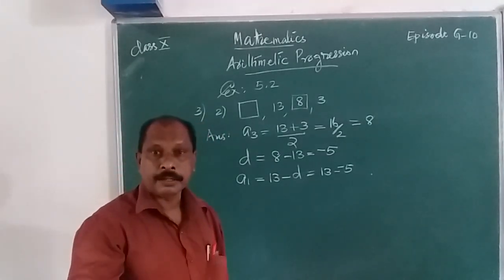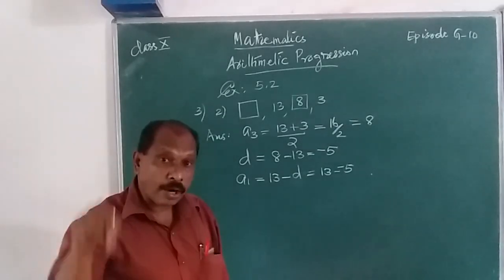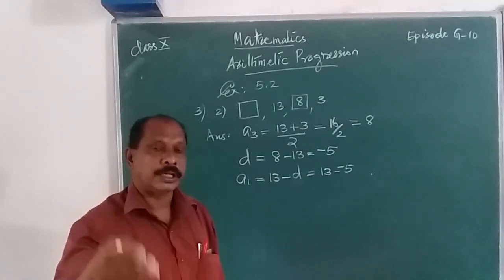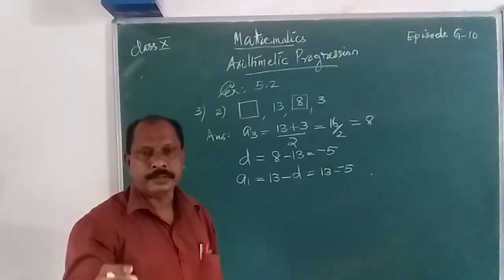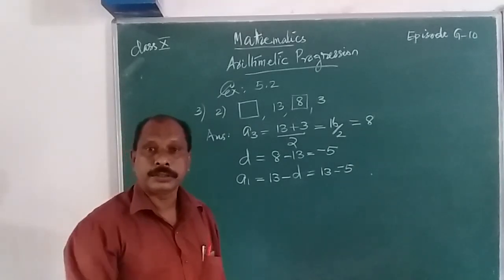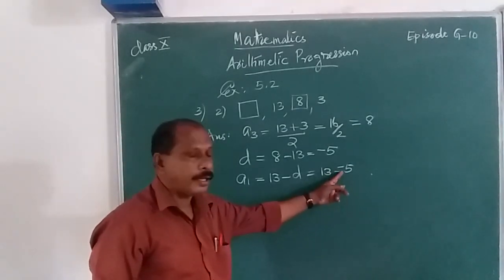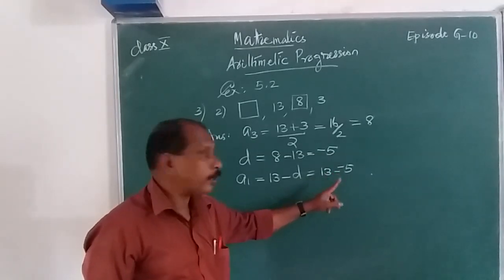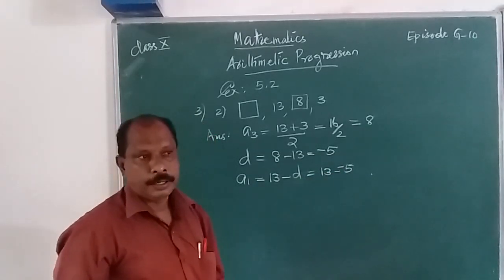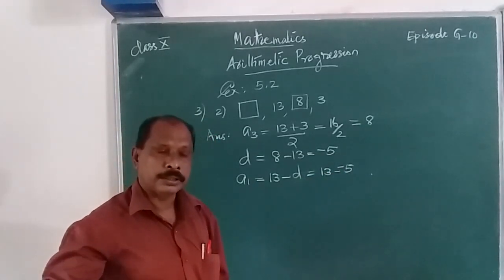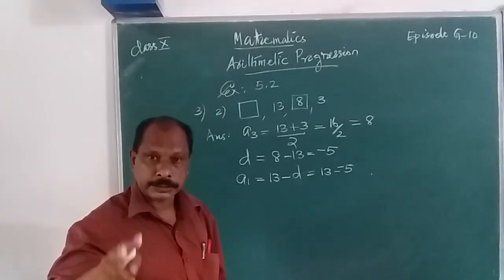If 5 is a number, its multiplicative inverse is 1 by 5. Multiplicative inverse means we take the reciprocal. Additive inverse means we take the opposite sign. Therefore, 13 minus into minus is plus 5. Minus times plus is always minus, but minus into minus is plus.